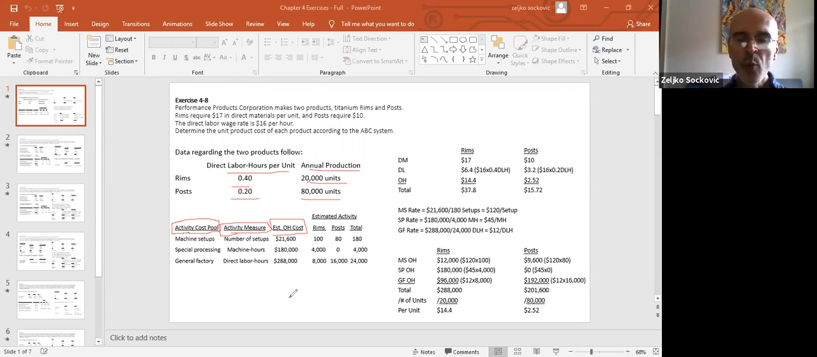Now, let me ask you a question. What's the total overhead cost here? Well, the total overhead cost is here, right? These 3 together. So if the question is, compare the cost between activity-based costing and regular costing, traditional costing, or plant-wide costing, which we covered in chapter 2, well, then what's the POHR for traditional costing?